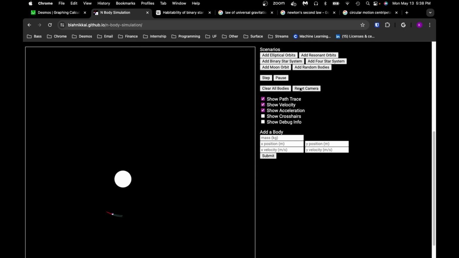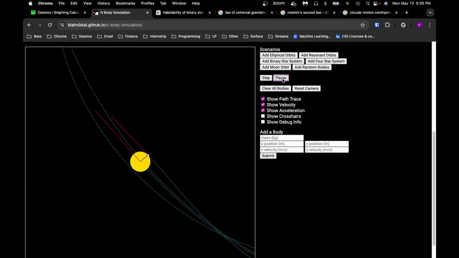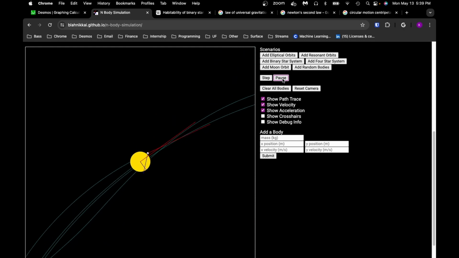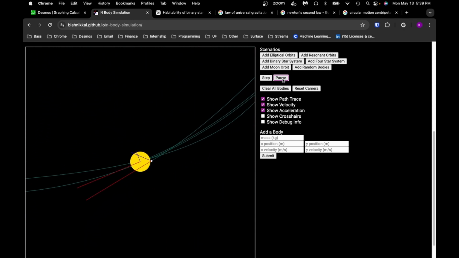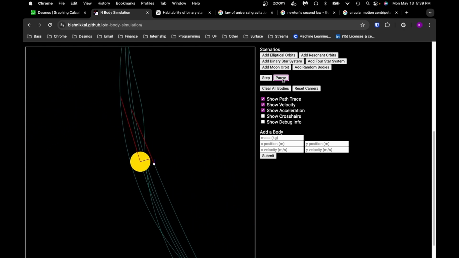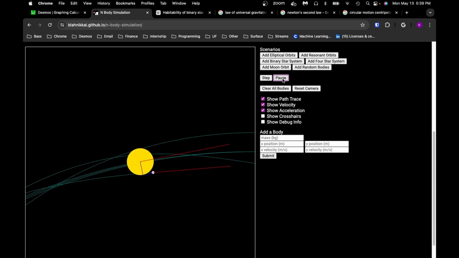Next one, moon orbit. So this was my attempt at adding a star with a planet orbiting circularly around it, and then trying to get its own satellite, a moon, orbiting around the planet. I wasn't able to get it 100% perfect, so it's not really a stable moon orbit, and it also clips into the planet. It intersects with the planet.